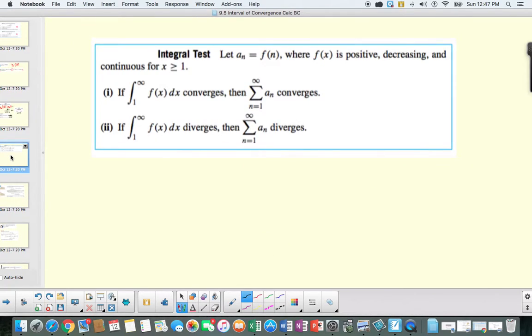Okay, let's talk about the integral test and how it's associated with summations. It says that if the improper integral converges, then the summation of that same term will converge too. So these two terms right here. And if the improper integral diverges, then the summation of that same integrand will diverge as well.